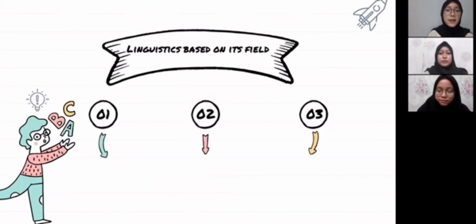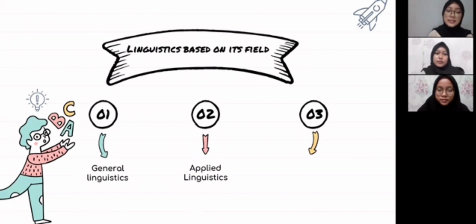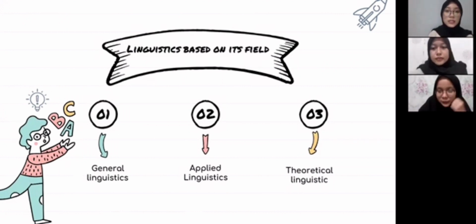Here there is linguistics based on its field. First, there is general linguistics. General linguistics is a general formulation of all human languages that have natural characteristics. And the second, there is applied linguistics. Applied linguistics is intended to apply linguistic rules in practical activities, such as in language teaching, translation, dictionary preparation, and so on. And the third, there is theoretical linguistics. Theoretical linguistics is intended only to find more linguistic theories.